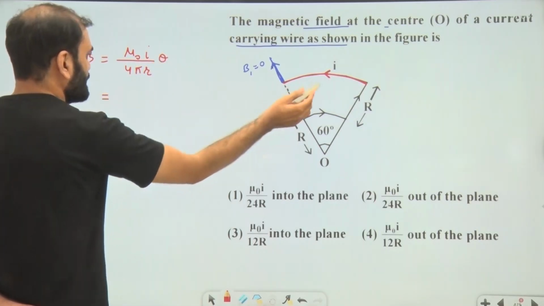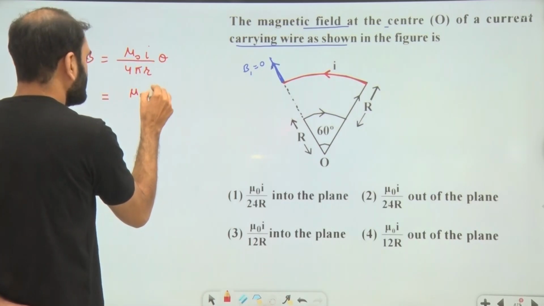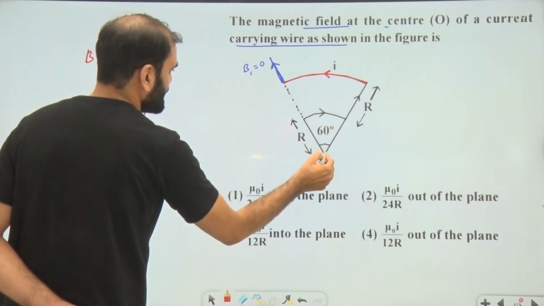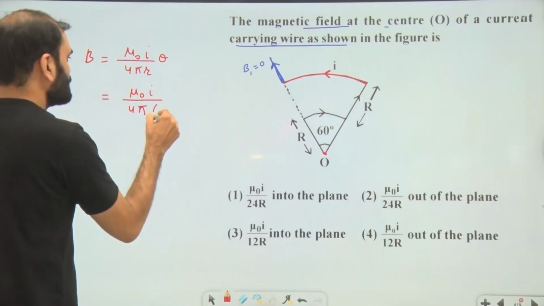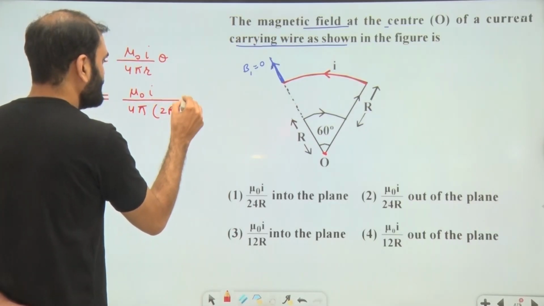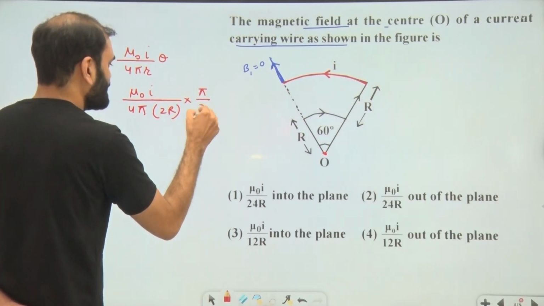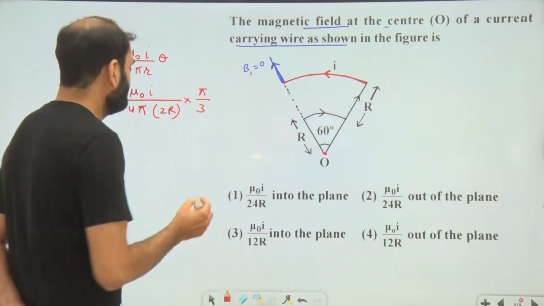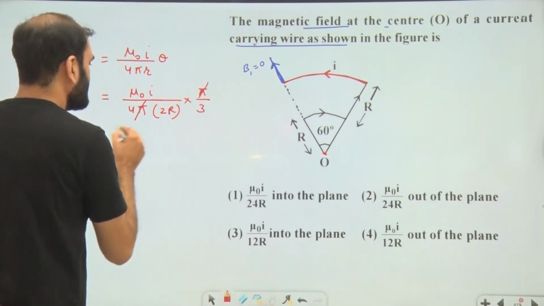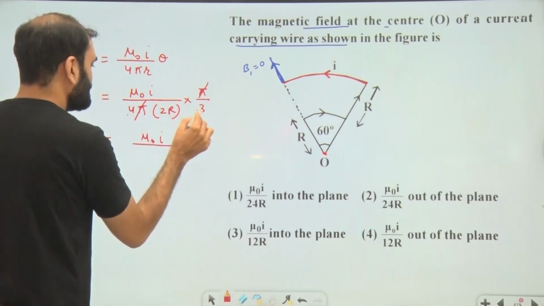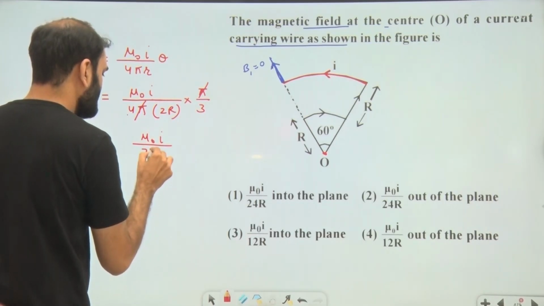Just put the values: mu naught into I, current is I, and 4 pi. The value of r from the center is 2r, and theta is 60 degree, which is nothing but pi by 3. Here pi and pi will cancel out, and you will get mu naught into I upon 12 multiplied by 2, that's 24r.